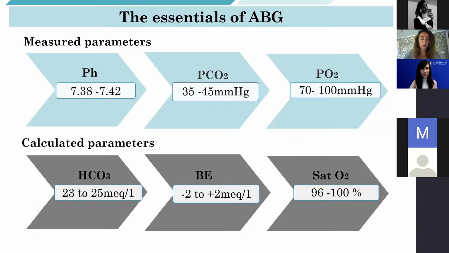When you look at the calculated parameters, you can notice that you have the actual bicarbonates, whose normal value is 23 to 25 milliequivalents per liter. You have the base excess, which normally is -2 to +2. And you have the oxygen saturation of the patient, which normally is 96 to 100%.